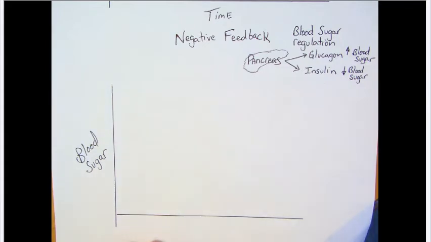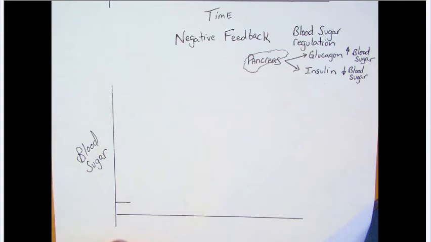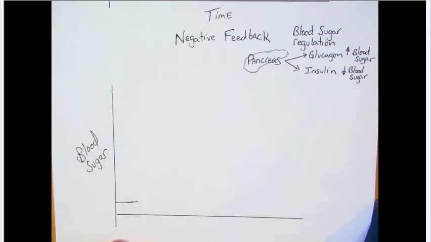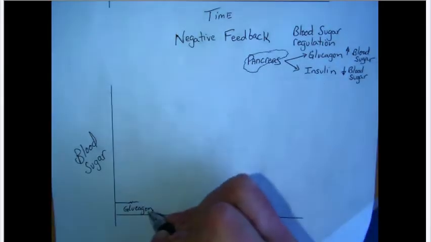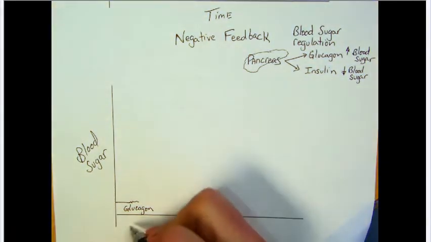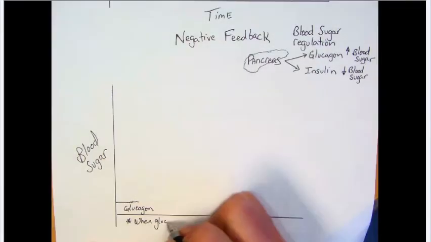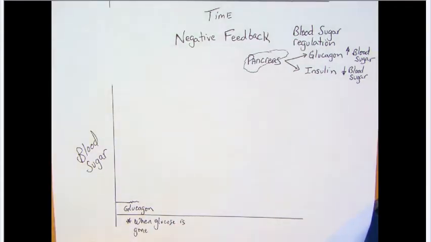All right. Well, let's talk about it. You wake up in the morning and your blood sugar is probably pretty low. You haven't eaten since the night before. So what's keeping you from dying from lack of nutrients? Well, in this case, glucagon. In order to remember this: when glucose is gone, the pancreas produces glucagon.